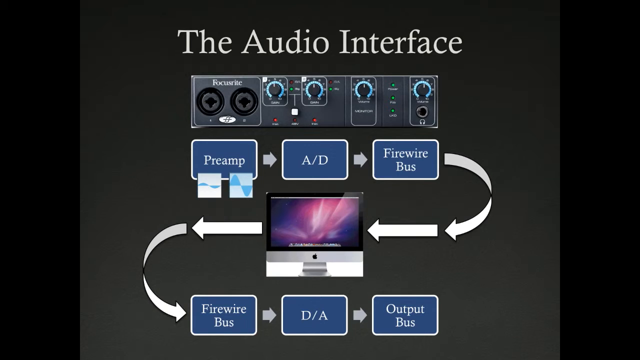The computer processes the binary, this is called digital signal processing, and then sends it back along the firewire bus to the digital to analog converter. So the binary is then transformed into an alternating current once again, and then sent along the output bus. Once it reaches the output bus, you can use the monitor control or the volume control on your headphones to control the signal getting to your monitor speakers or your headphones.